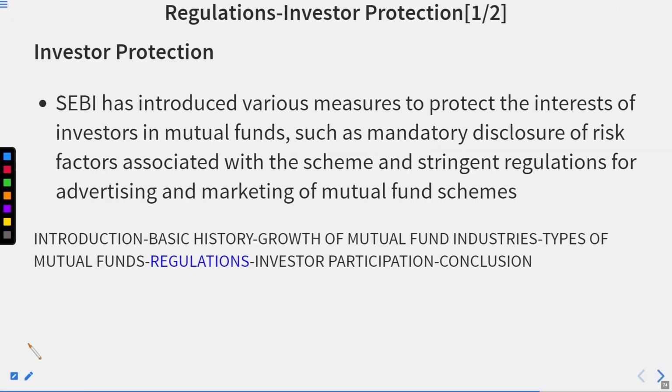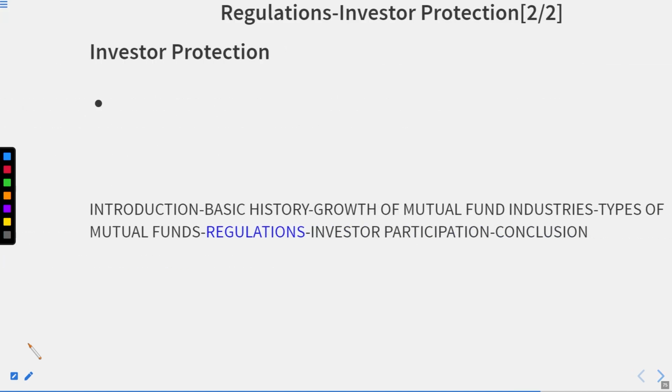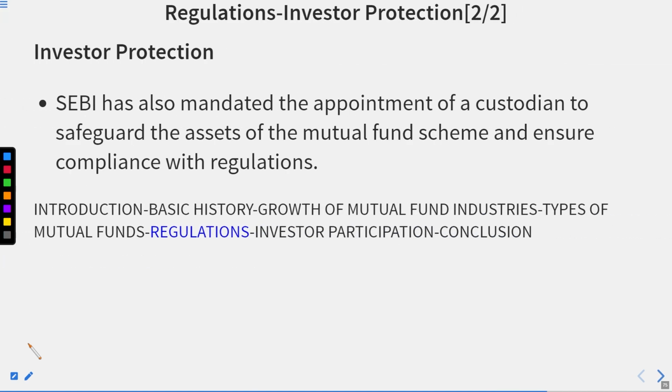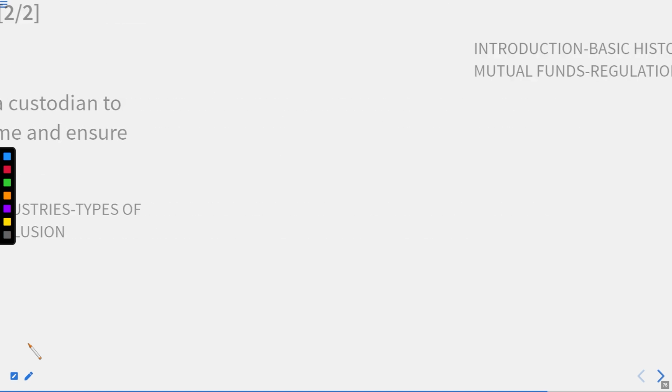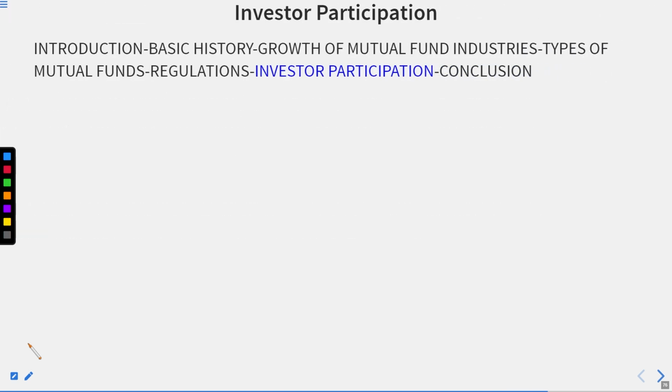Then the investors' protection. SEBI has introduced various measures to protect the interests of the investors in the mutual funds, such as mandatory disclosure of risk factors associated with the scheme and stringent regulations for advertising and marketing of mutual fund schemes. It also mandated the appointment of the custodian to safeguard the assets of the mutual fund scheme and ensure compliance with the regulations, so that it could be ensured that the professionals are managing the schemes.